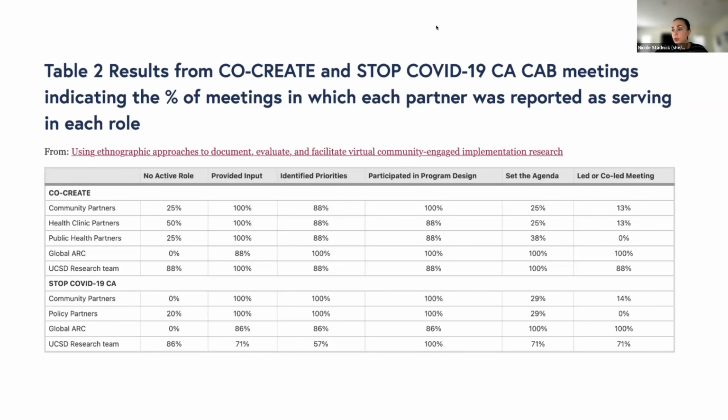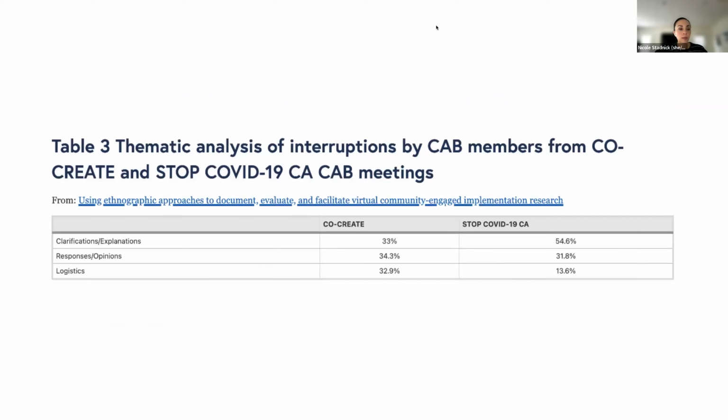If we go to the next slide, we also were able to report a thematic analysis of interruptions by our advisory board members. And by interruptions, these weren't necessarily disruptive. They were more, we wanted to characterize when people did speak up or share their perspectives, what was the purpose? And so we were able to categorize these into three major interruption purposes: clarifications, responses or opinions, and sharing about logistics or questions about technology concerns. Like, oh, I didn't hear that, can you repeat it? Or if they were having difficulties, or just comments about the different video platforms we were using. Okay, next slide here.